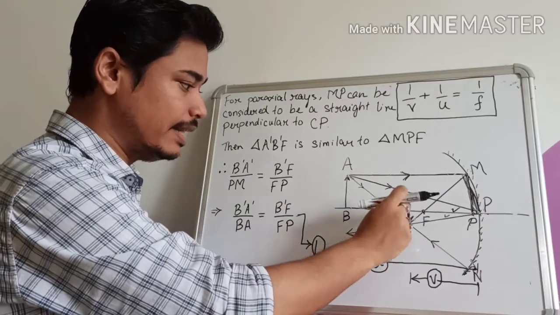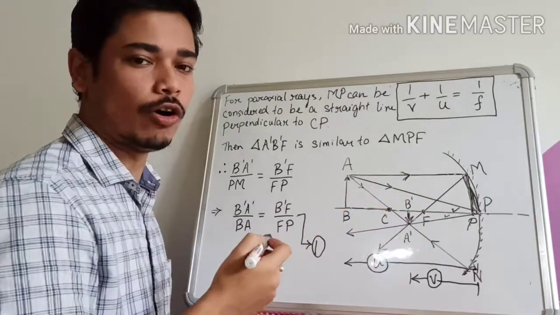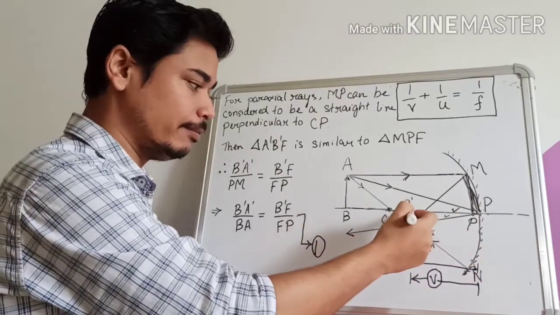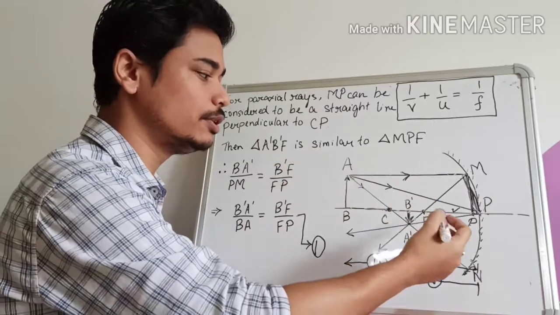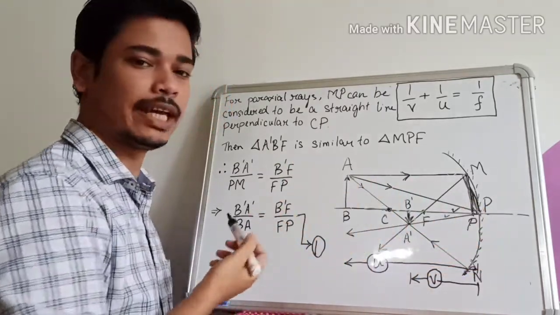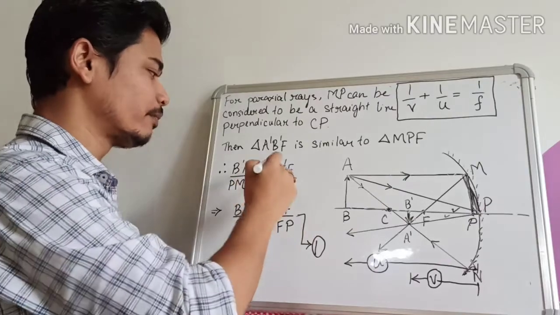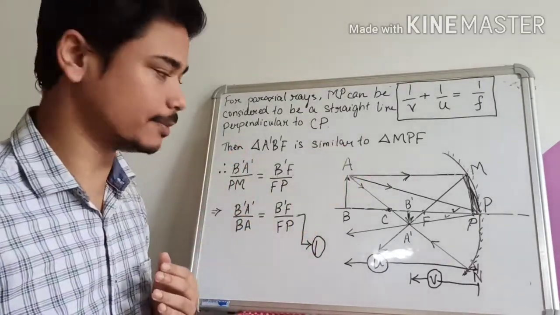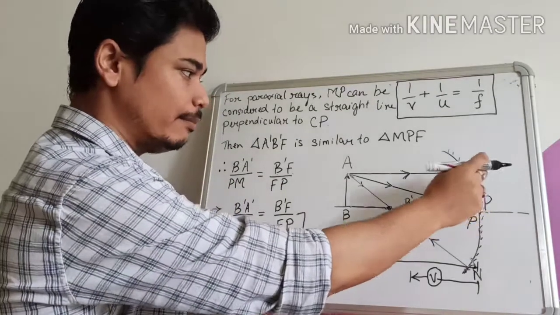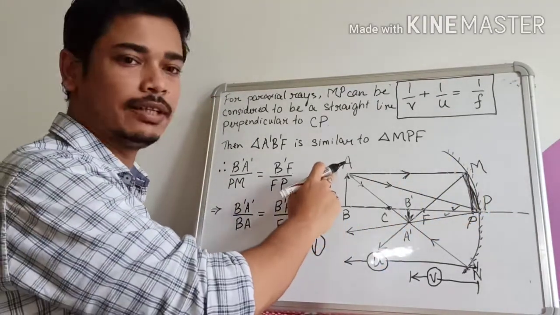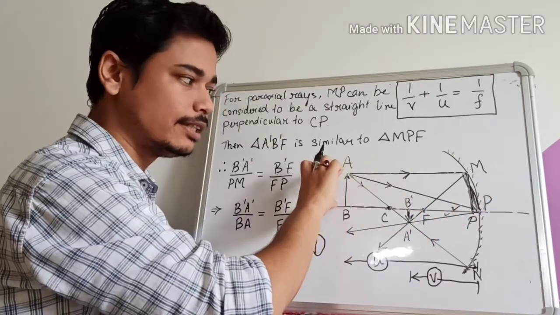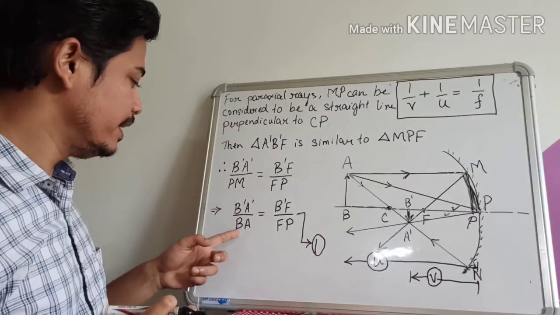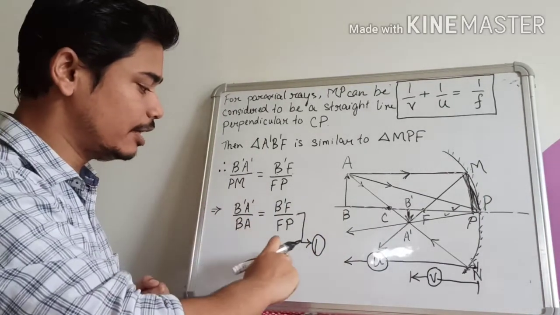The side B'F of the first triangle corresponds to which side of the second triangle? The side B'F of the first triangle corresponds to the side FP of the second triangle. So we have just taken the ratio B'F divided by FP. So this is the similarity condition for these two triangles. Here PM is nothing but the distance AB. This distance is equal to this distance, therefore PM can be considered to be BA. So I have written here BA instead of PM. So this is our first equation.